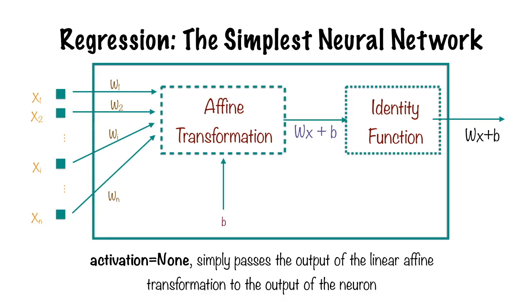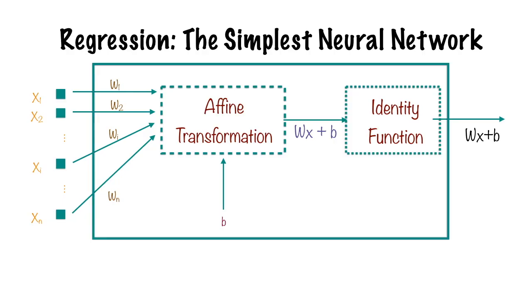This is when you set activation is equal to none. This is a parameter that you'll specify when you construct a layer of a neural network which has no activation for its neurons. It passes the output of the affine transformation to its output. The output of the identity function is simply the output of the neuron itself. Such neurons, because they understand only linear relationships between the input and the output, are also called linear neurons.